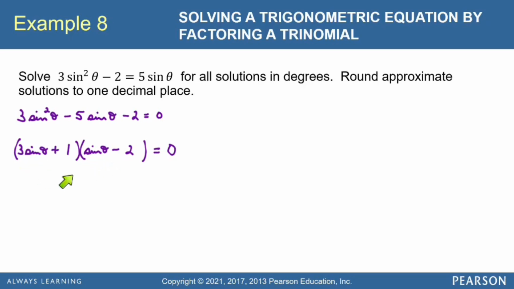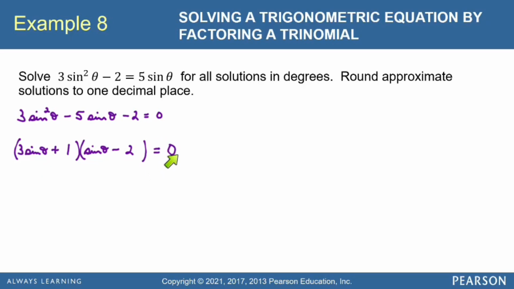Outer times outer now is minus 6 sine theta, and inner times inner is plus 1 sine theta, and those two do add up to minus 5 sine theta. So now our factoring is correct, and we can go ahead with the rest of the equation.